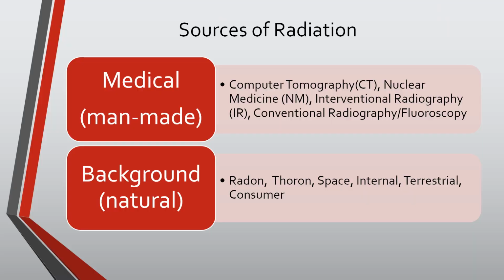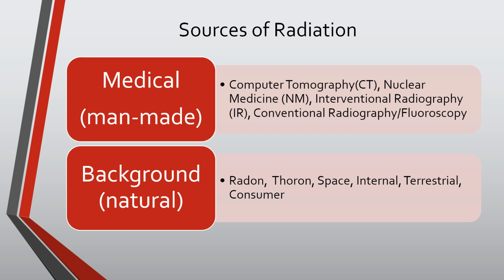So there are different sources of radiation. The two main categories are medical, which is man-made, and background, which is natural radiation that naturally occurs. The medical radiation comes from things like computed tomography, CT, nuclear medicine, interventional radiography, conventional radiography, and fluoroscopy. The background radiation comes from things like radon, thoron, and from space, cosmic rays, where there are supernova explosions, and the radiation can come to Earth in the form of cosmic rays.